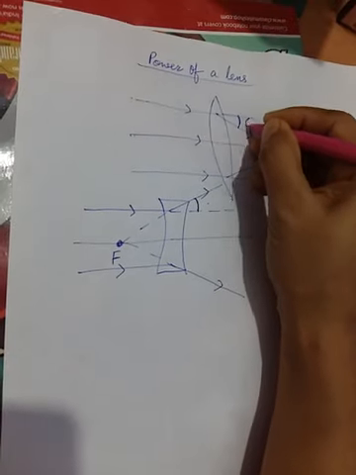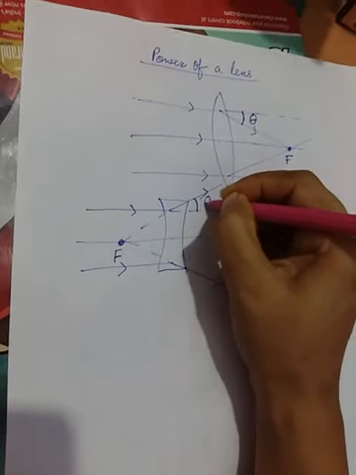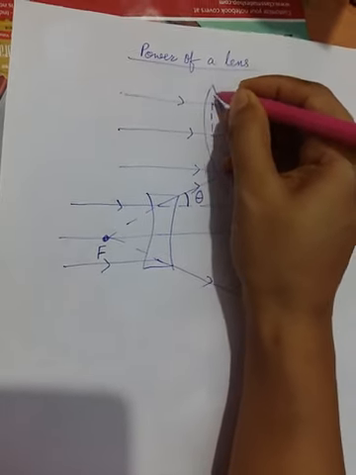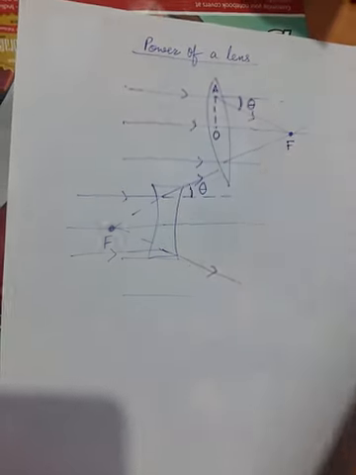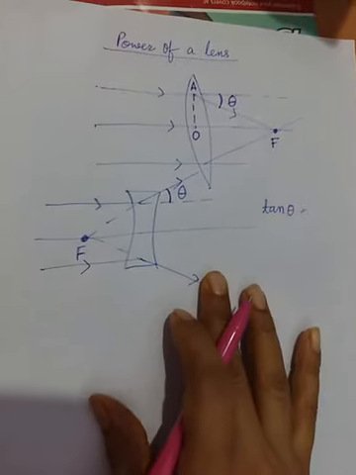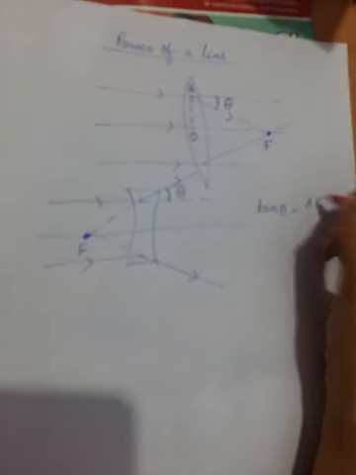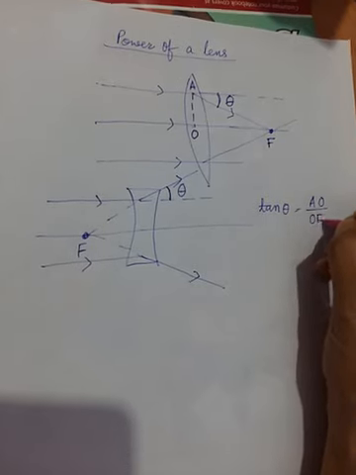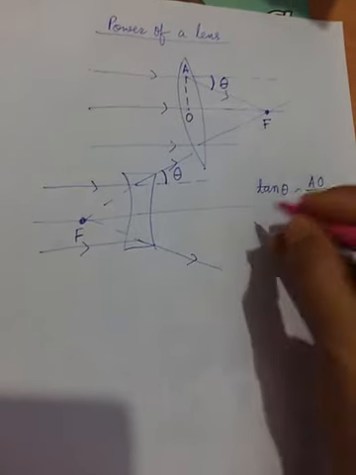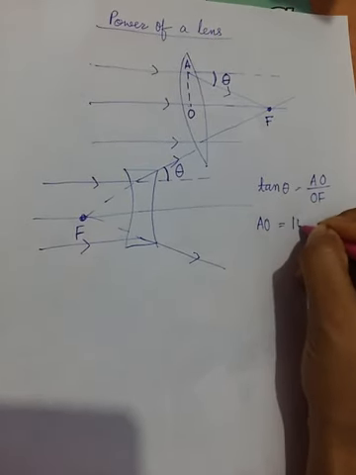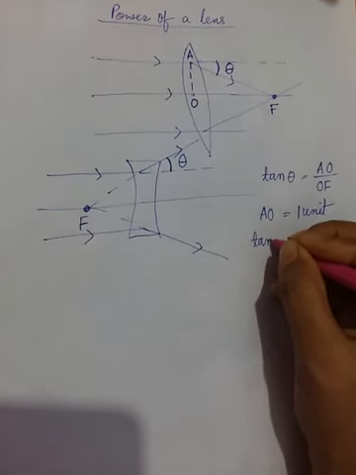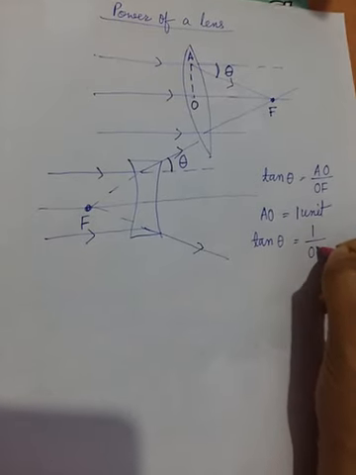In what way? Suppose this angle is theta, and suppose this point is A, this one is O. Then we know that tan theta equals perpendicular by base, so AO divided by OF. If AO is 1 unit, then tan theta equals 1 by OF.